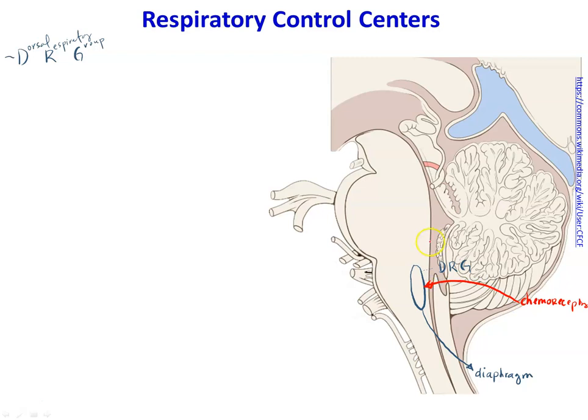Okay, now there's another respiratory group, and I'm going to put it in the same color as the dorsal group because it's in the same area in the medulla oblongata. This thing is called the VRG, the ventral respiratory group. Already denoted up here, okay?